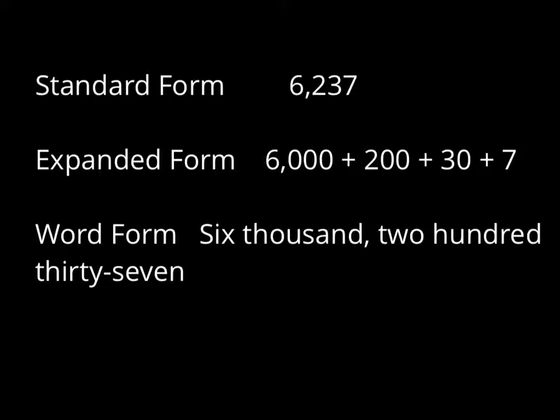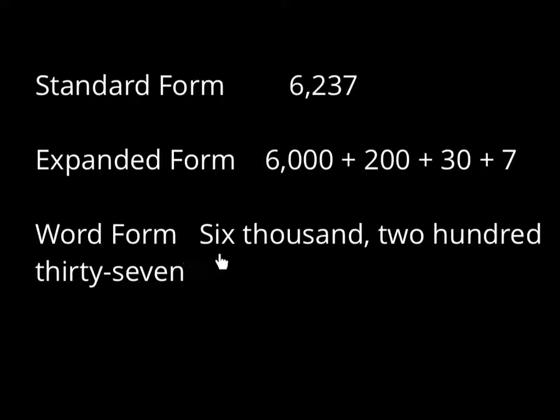So here are the three forms in which we write numbers. Standard form, 6,237. The expanded form, we break apart the number into its four different places, in this case because there's four digits. So we would write 6,000, plus 200, plus 30, plus 7. Easy to do. Just break it apart and make sure you include enough zeros in each place. And then the word form.